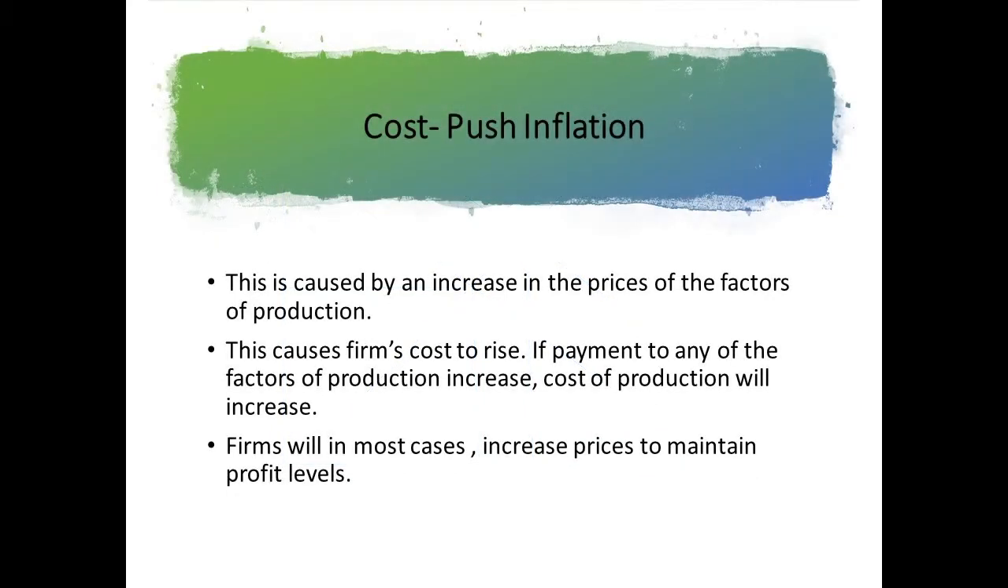Now let's look at cost push inflation. This is caused by an increase in the prices of the factors of production, that is land, labor, and capital. This will cause the firm's cost to rise. If any of the payments to these factors of production increases, the cost of production will increase. And in most cases, firms will increase their prices in order to maintain their profit levels.